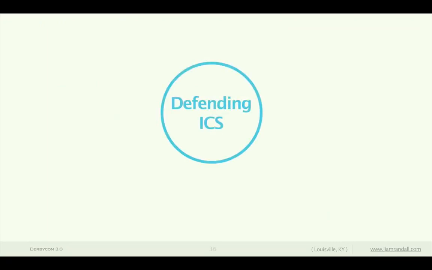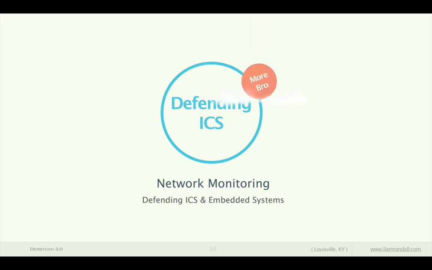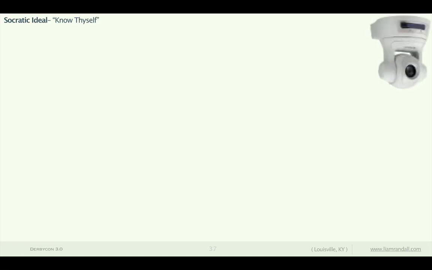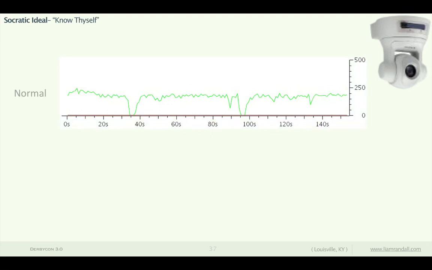So how do we start to defend these ICS systems? We've looked at a variety of these attacks today. How do we stop these things from happening? And I think that we need to begin with understanding what you have. What does network monitoring look like when you're looking at these systems? The Socratic ideal was to know thyself. So let's look at this camera here.